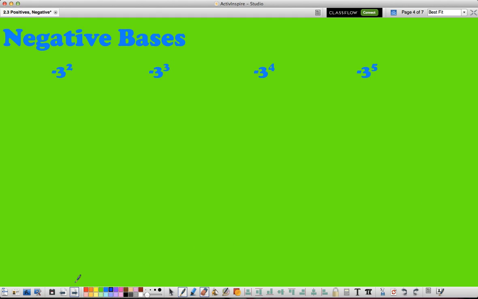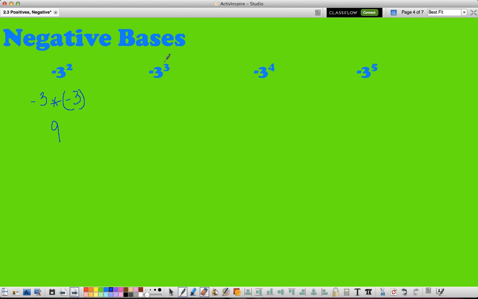All right, so now we're going to look at what happens when we have negative bases. This is where your rules of multiplying with integers come into play. So negative 3 squared. I know that the 2 tells me that I should have 2 3's. And in this case, they're negative 3's. So I have a negative 3 and a negative 3. And I'm going to multiply those together. Well, I know that a negative times a negative is always going to give me a positive. So negative 3 squared is going to give me a positive 9.